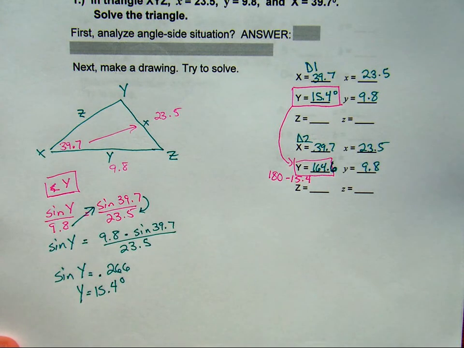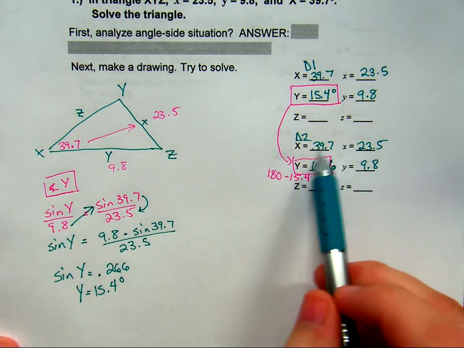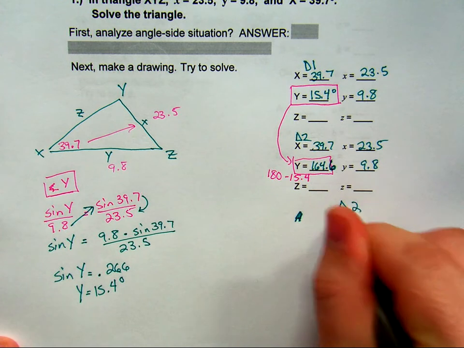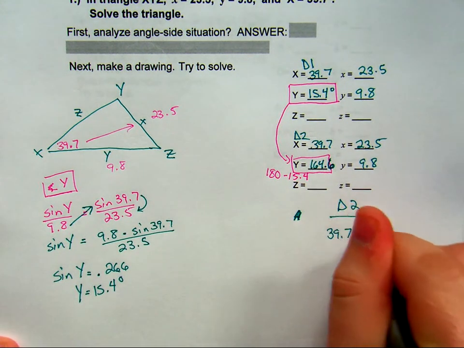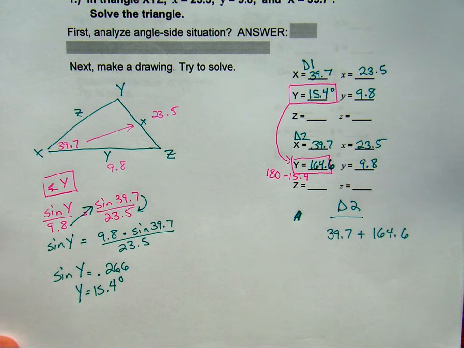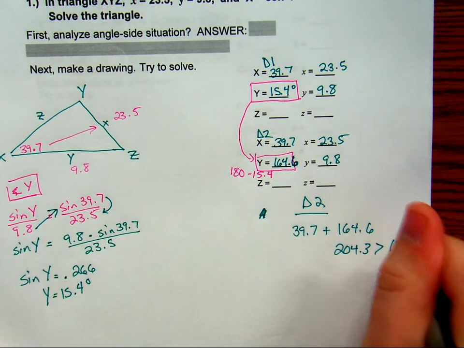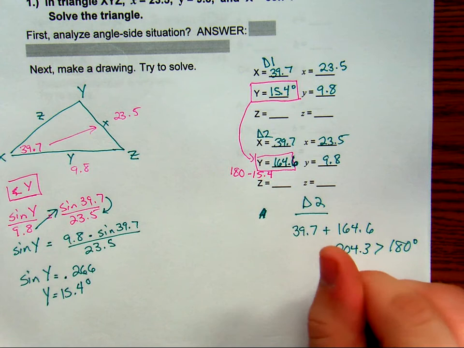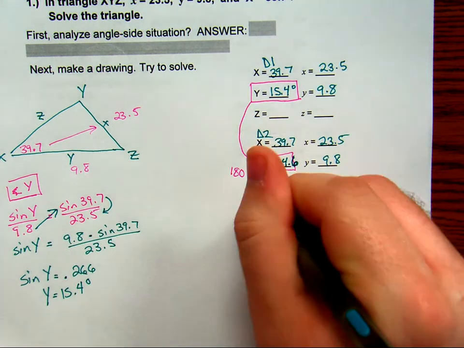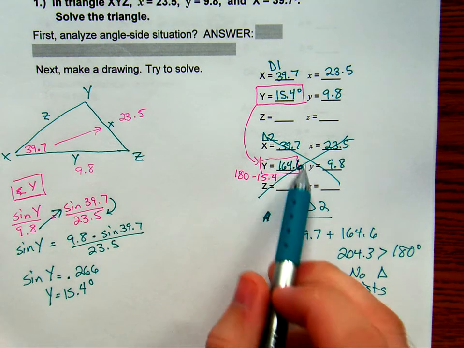But now if we think, does this triangle exist? We have an angle of 164.6. We have an angle of 39.7. If we were to add those angles together, 39.7 plus 164.6, 204.3 is their sum, and that's greater than 180 degrees. Therefore, there is no triangle that exists. It's too great. So we don't need to finish that information at all. But this is where we find that supplement, going back to those prereq skills.